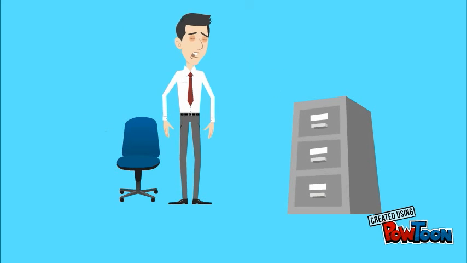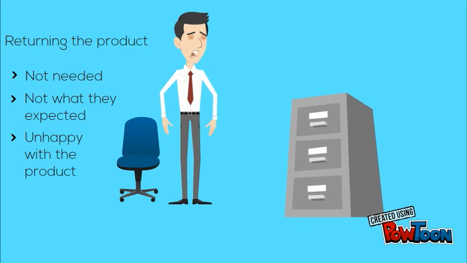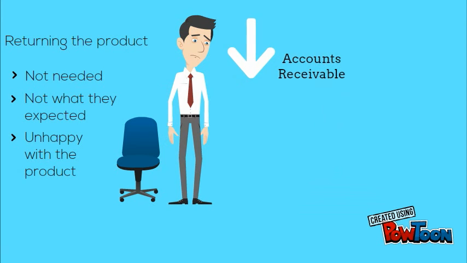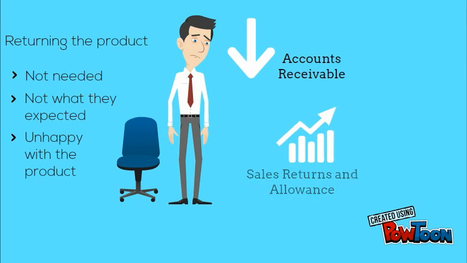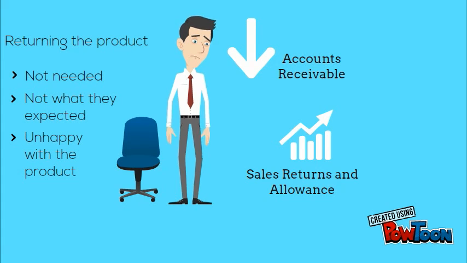At times, companies will not obtain the receivables due to a number of reasons. This could include customers returning the product because they are not needed, they are not what they expected, or they were unhappy with the product. If this occurs, it causes a decrease in the receivable account and an increase in the contra asset accounts, sales returns and allowance.